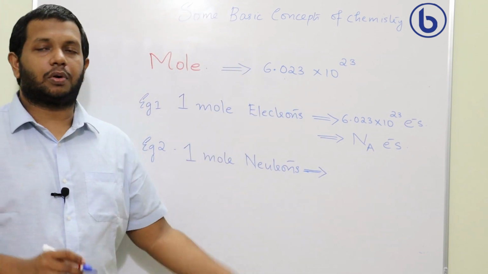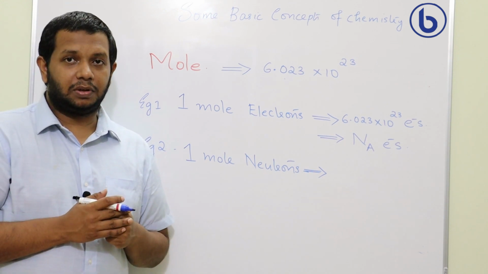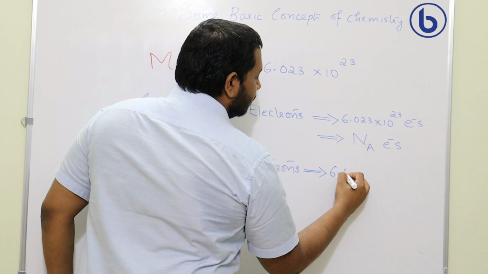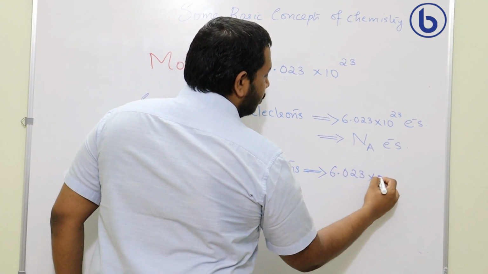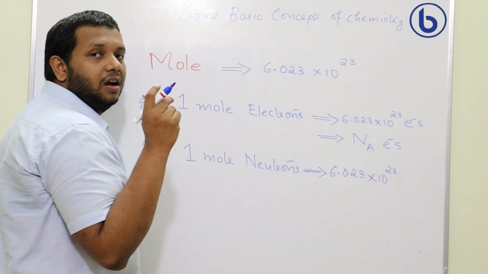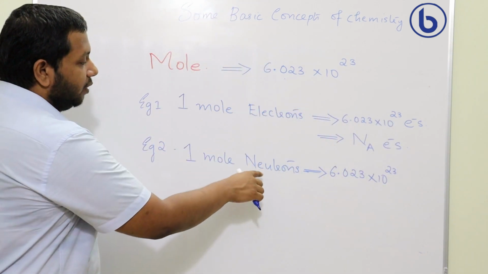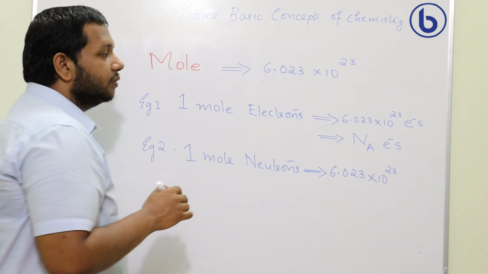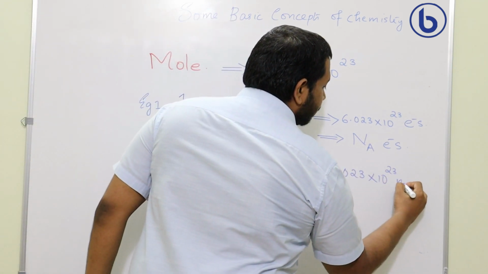One mole neutrons. So tell me, what does this mean? Again, it means the same: 6.023 into 10 power 23. Can I write electrons here? Of course not. You need to write what it is you are representing. 1 mole of what? Neutrons. So I can say neutrons.